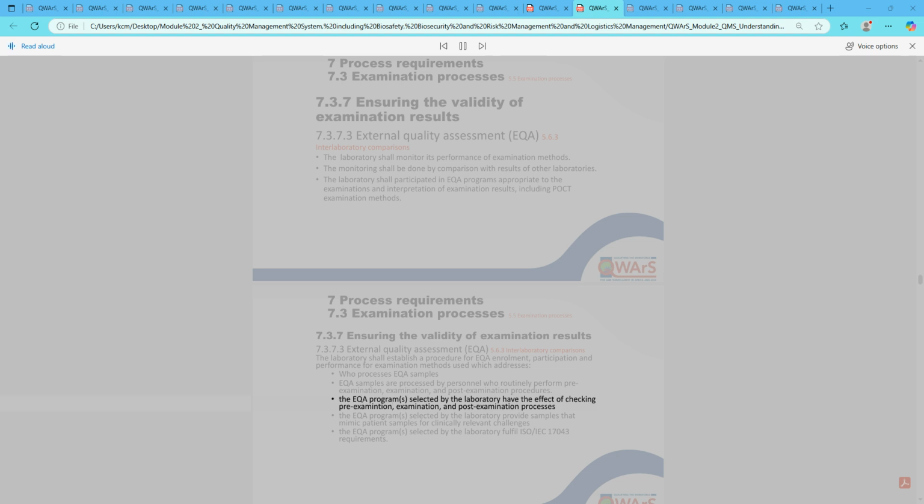The EQA programs selected by the laboratory have the effect of checking pre-examination, examination, and post-examination processes. The EQA programs selected by the laboratory provide samples that mimic patient samples for clinically relevant challenges. The EQA programs selected by the laboratory fulfill ISO/IEC 17043 requirements.